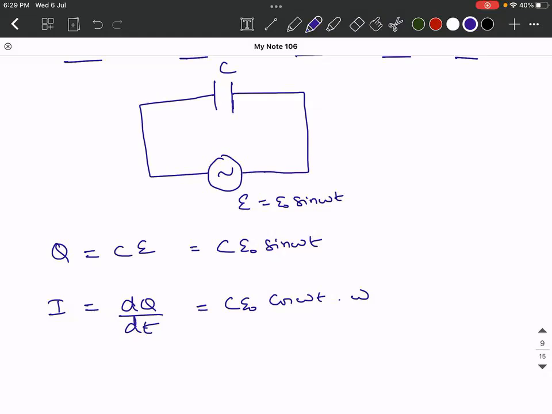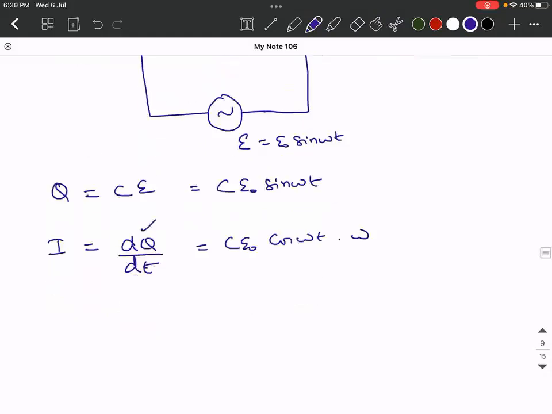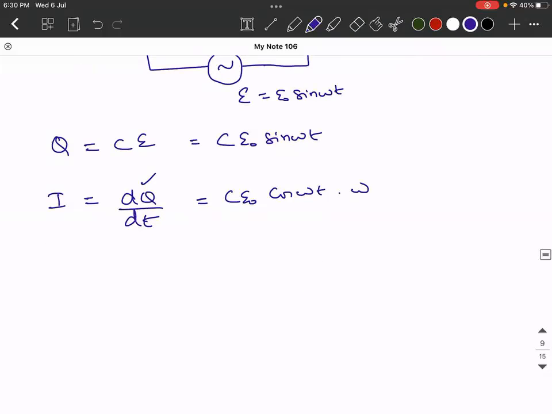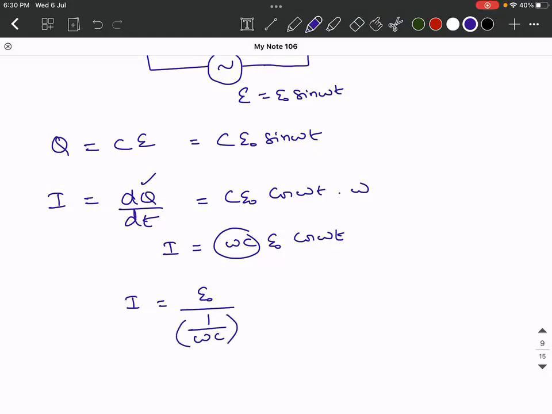Is it right? Yes. Because this is the instantaneous charge, when you differentiate it with respect to time, you get instantaneous current. So I is equal to dq by dt, which is also equal to C into E naught into cos omega t into omega. So can I write this as omega into C into E naught cos omega t, which is I. So I will be equal to E naught divided by 1 by omega C into cos of omega t.